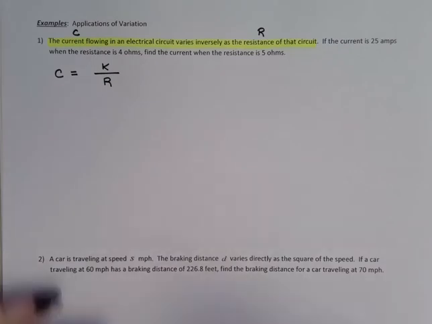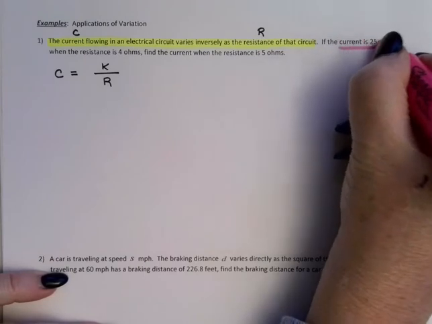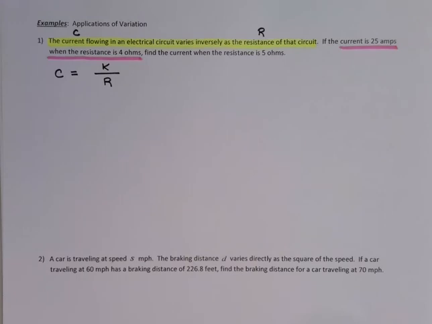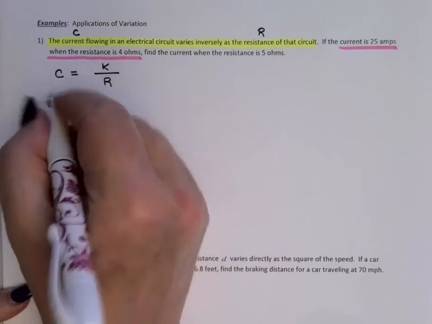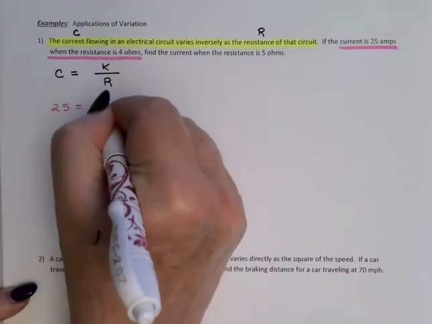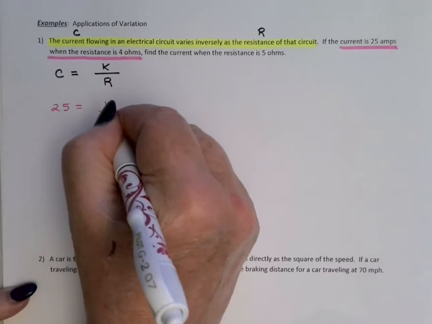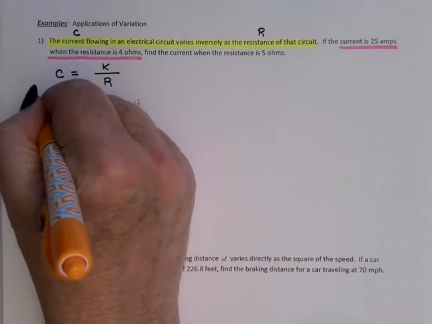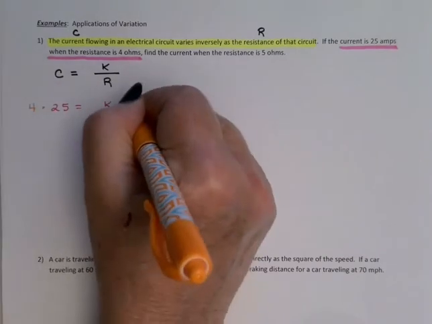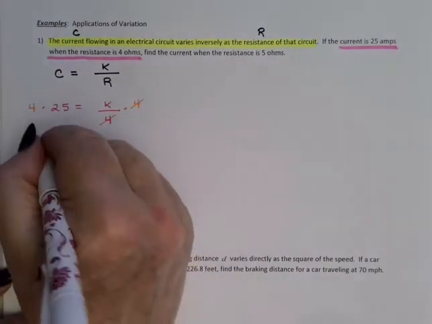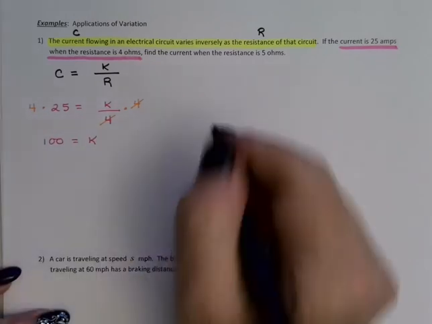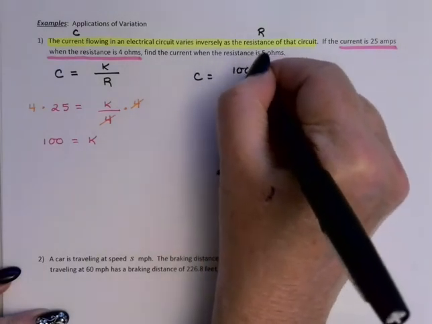All right, the next information we have is current is 25 amps when resistance is 4 ohms. I'll use that to help me solve for K. So 25 for the current, for C, and 4 for the resistance. And if I just multiply both sides by the denominator of 4, I can see that K is 100. So I now know that C equals 100 divided by R.